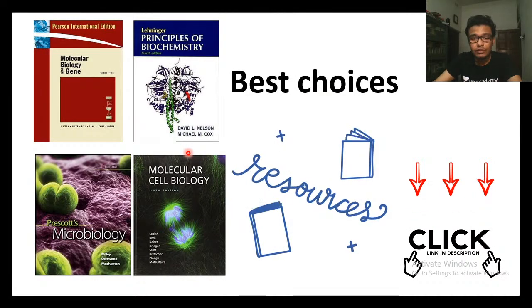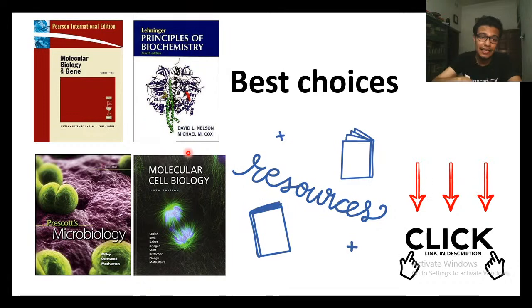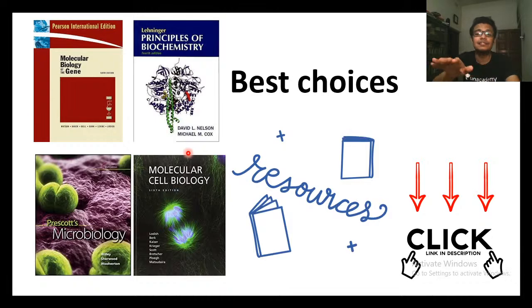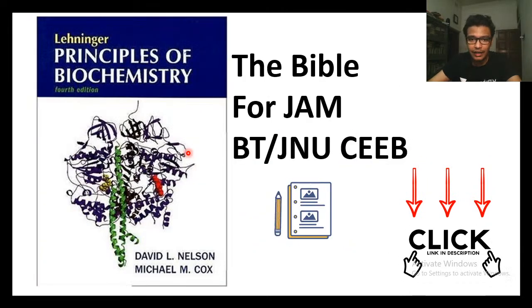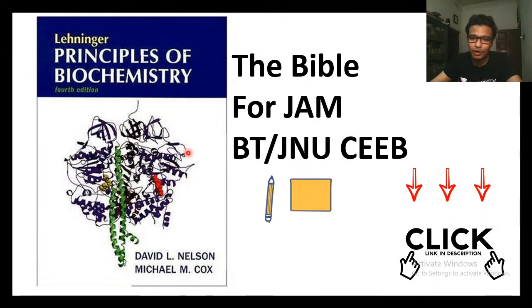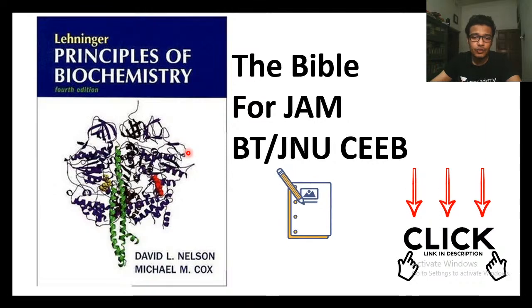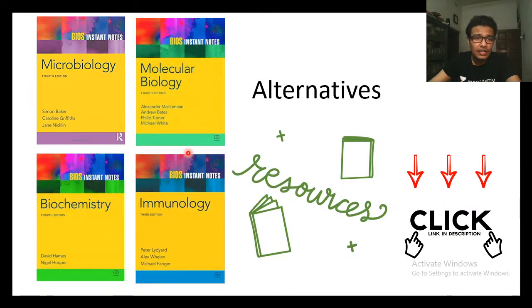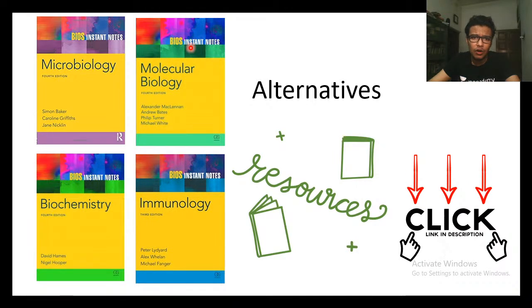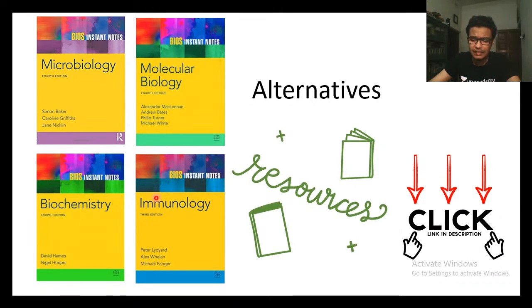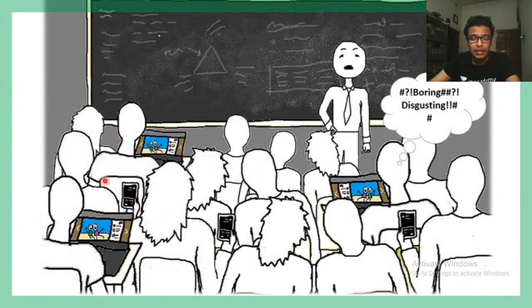Now, for biology, the best choices would be these things if you have a year-long time. But if you have 20 days in your hand, these resources won't be useful, right? For any MSc level exam, Lehninger was the Bible. But believe me, for these last 20 days, it won't help you. The alternative was these BIOS Insta Notes, but honestly, in these last 20 days, it would be very difficult to handle these things. Okay, guys?